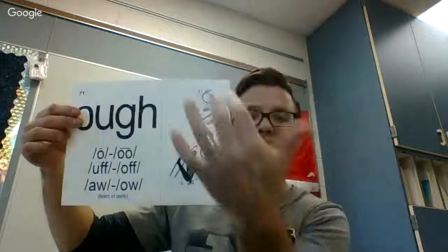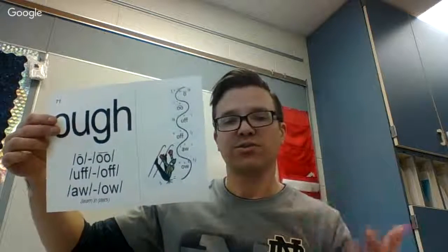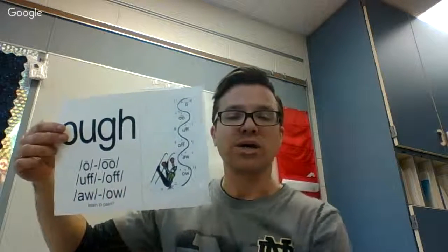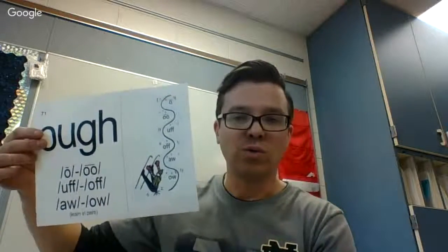So it's a skier, and if any of us have ever flown or skied, these are sounds that you would make as you're rolling down a hill. So I kind of like it. Here are your sounds: oh, ooh, uff, off, aw, ow. Can you see the symbols? Oh, ooh, uff, off, aw, ow. I learn it with a sort of rhythm, almost like a rap: oh, ooh, uff, off, aw, ow.